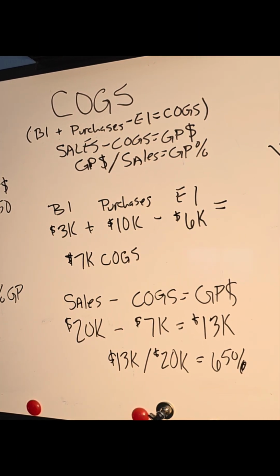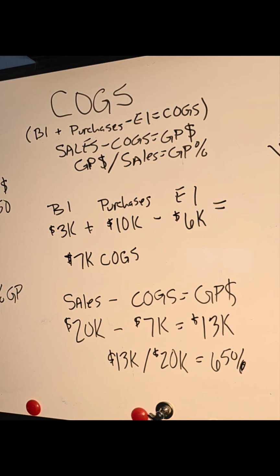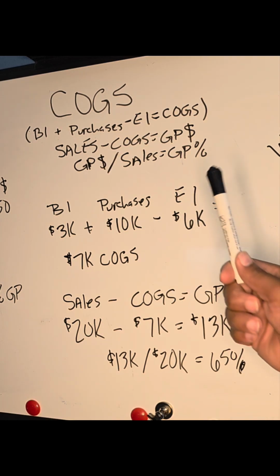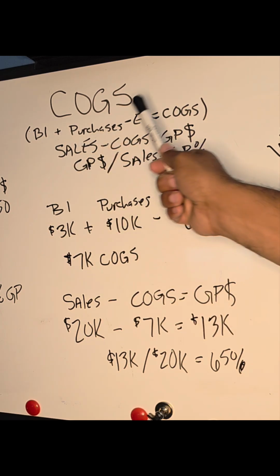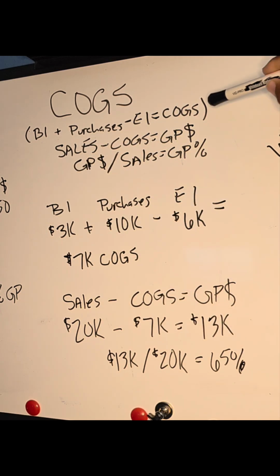Now, the second part of business is determining your cost of goods sold. While cost of goods sold is an accounting term, it is really the way that you determine how much you actually made in your operation, right? And so in our situation, we'll go to the basic formula, which is your beginning inventory plus your purchases minus your ending inventory is what gives you your actual cost of goods sold.